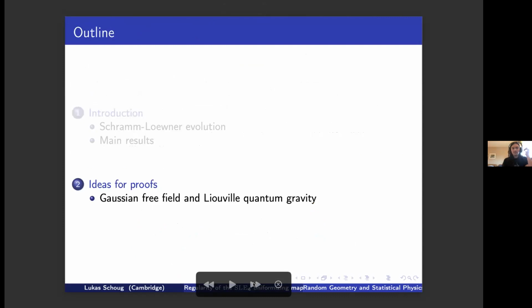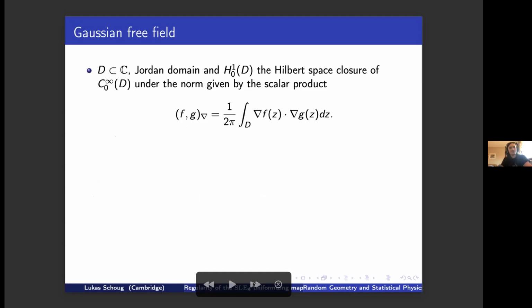So I will just briefly introduce the Gaussian free field and the Liouville quantum gravity, which I'm sure for most of you is already known at a higher detail than I will tell you. But I'm hoping to please the people who are not experts in this field.